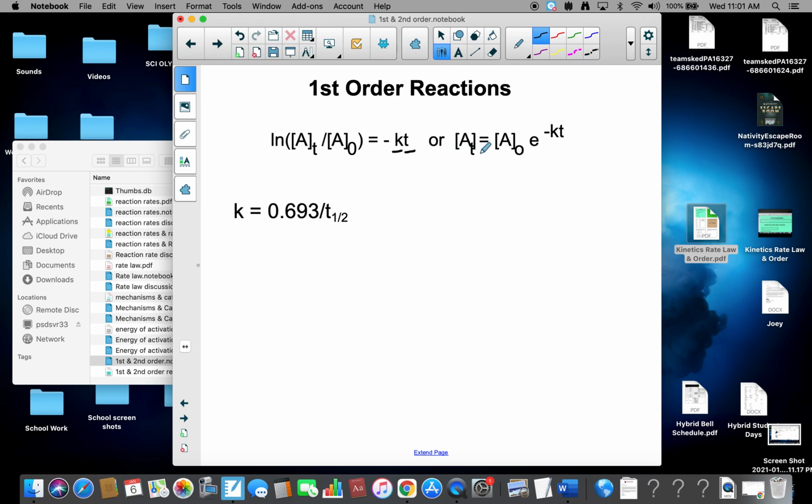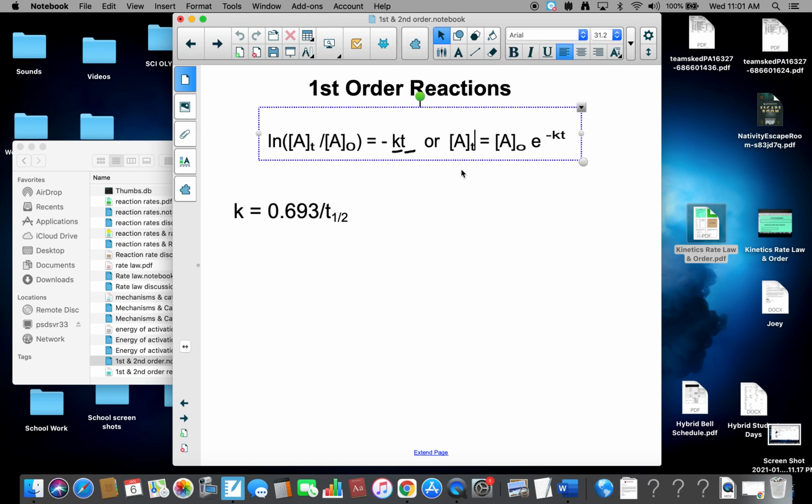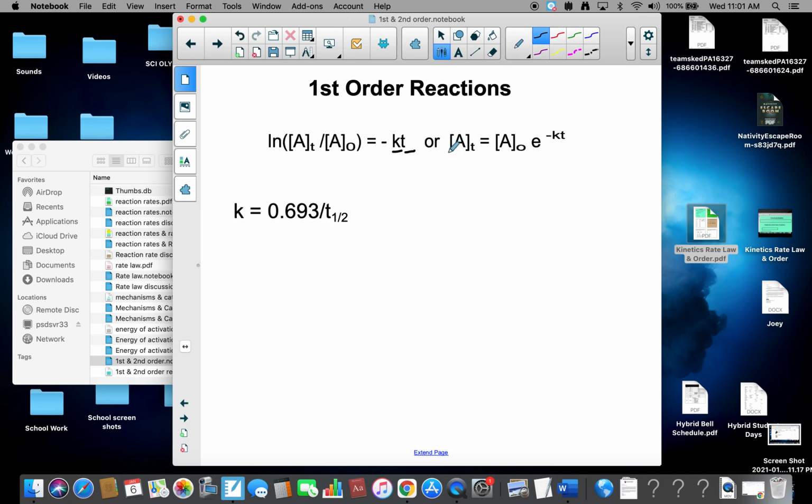Now, if I'm looking for either A_t or A_0, I use this equation. So it depends on what we're looking for. Looking for k or t, we use the first equation. Looking for A sub t or A sub 0, we use the second equation. And my constant k is 0.693 over t_1/2. I'll show you in class how we get that value.